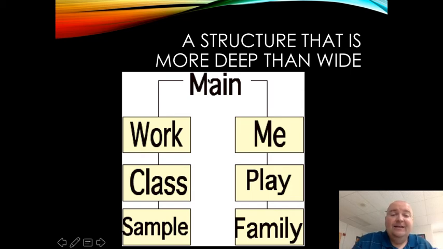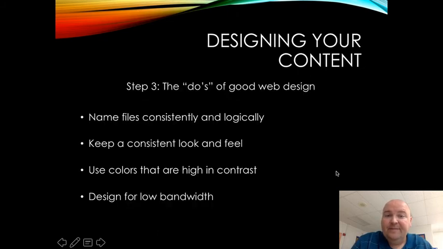In this case, you've got your main home page, and then they have a section for work and just about themselves. Under work, they might have their classes and give samples of their works, and under the stuff about themselves, they might tell what they like to do for fun, and they might tell about what their family life is like. Now, designing your own content.